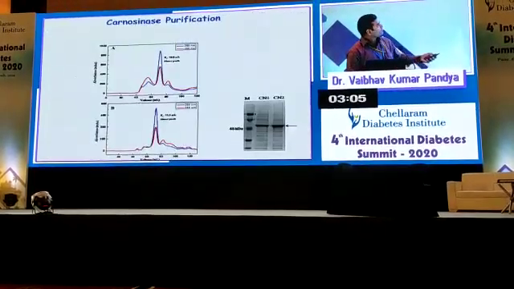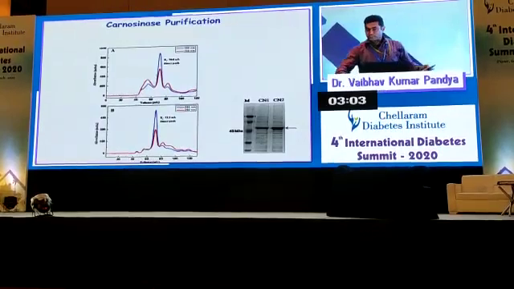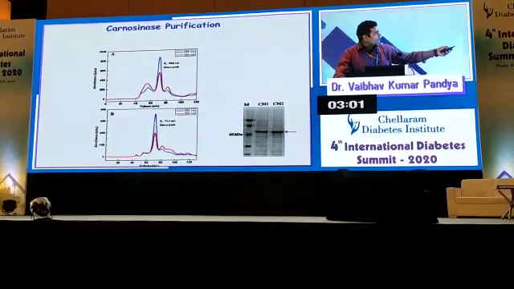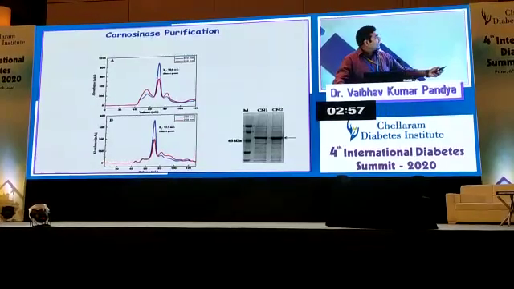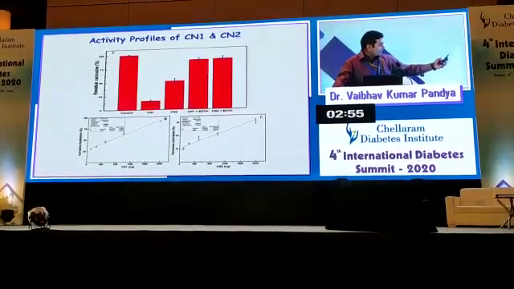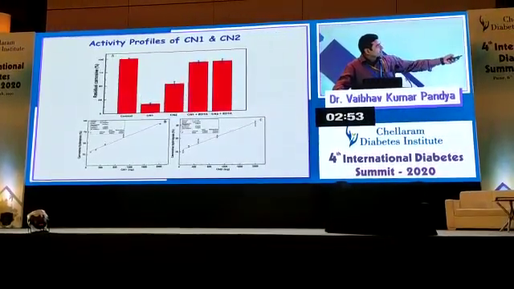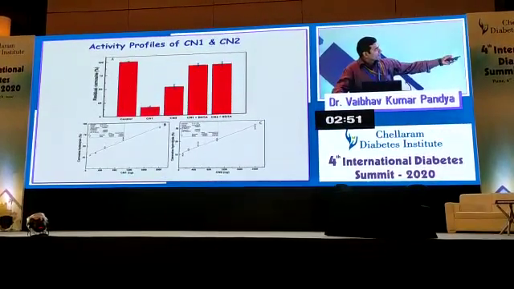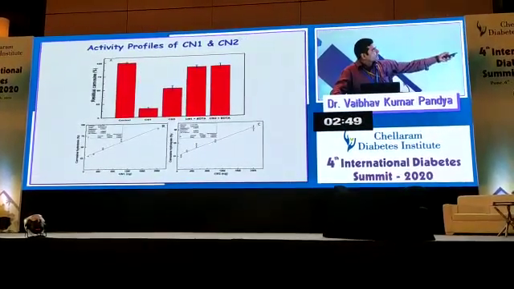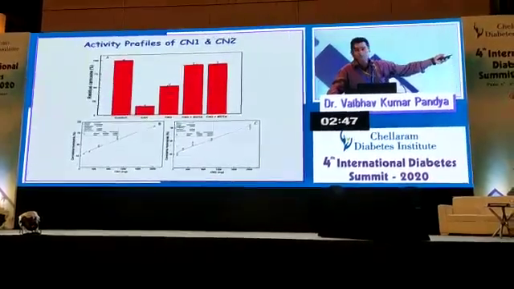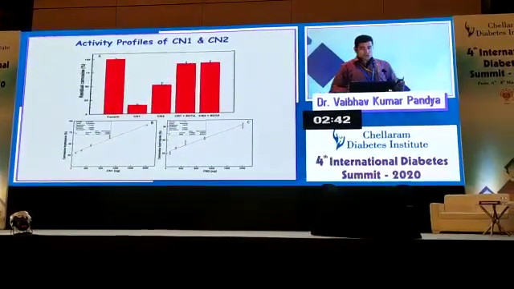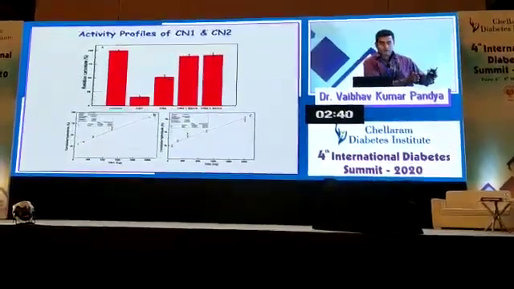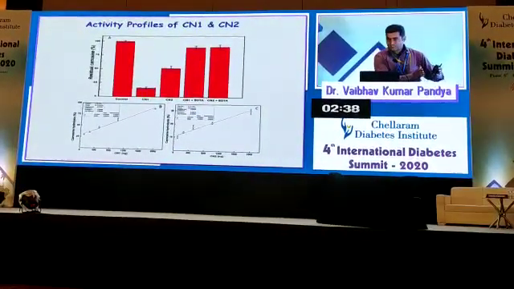We extended our studies to the activity studies of carnosinase. We purified both enzymes after genetic engineering and cloning, and we checked the activity and found that our method is reliable compared to control. CN1 hydrolyzes efficiently, and it is threefold more active than CN2. So this is all about my recently developed methods.